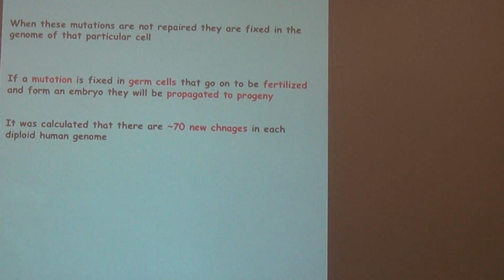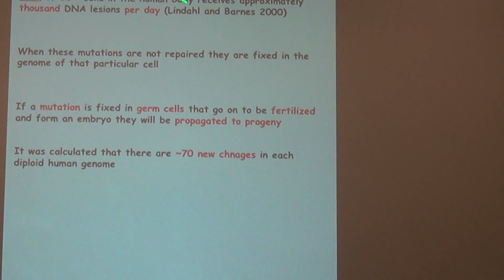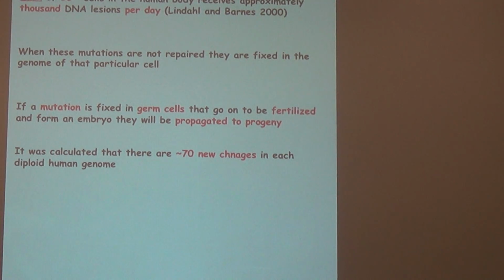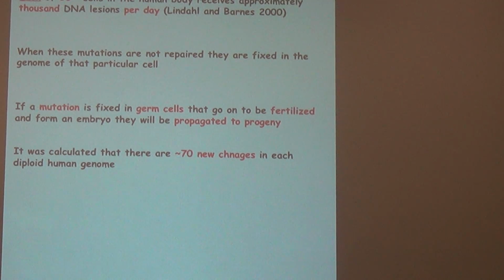So each of your 10 to the 13 cells in the human body receives a huge number of lesions. You've seen this slide before, every day. When these mutations are not repaired, they get fixed in the cells. Now, if a mutation is fixed in germ cells, and that germ cell gets fertilized, you will get progeny that will have that change in the sequence. And there are approximately 70 new SNPs being introduced in the progeny in every generation. Between the parent and the new progeny, there are about 70 different changes. These are spontaneous changes.